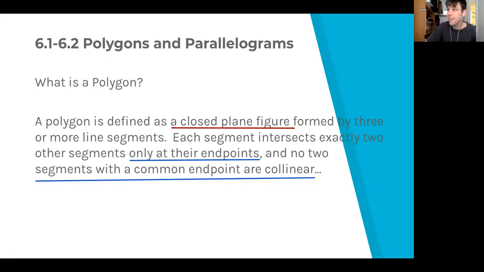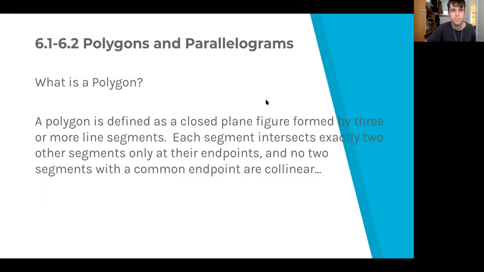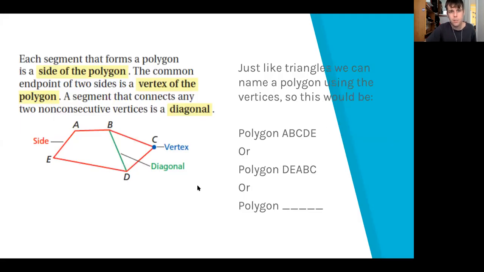As I look at this, I think I was just underlining these things a little bit at random, but there's kind of a few parts to this definition. What we're going to do is look at some things that are polygons and some that are not polygons, and try to see what piece of this definition either includes or excludes these different figures that we're examining. All right, so again, here's an example of a polygon.